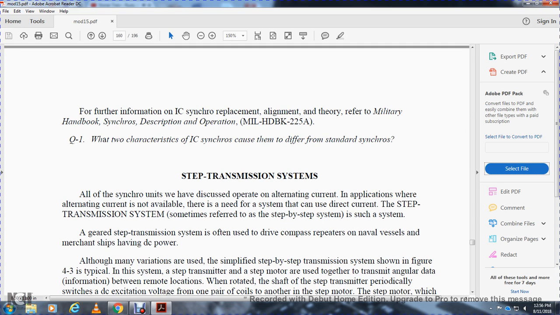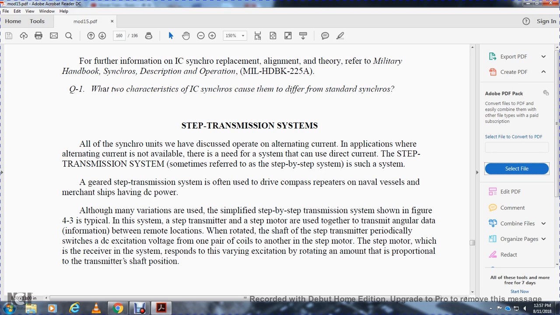All synchro units operate with the alternating current of the application. Where alternating current is not available, the system needs to use direct current, as in the step transmission system, sometimes referred to as a step-by-step system, such as the gear transmission system, often used to repeat the naval and merchant ship data with DC power.